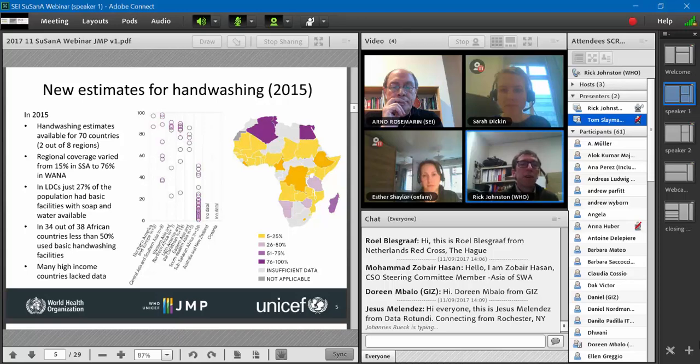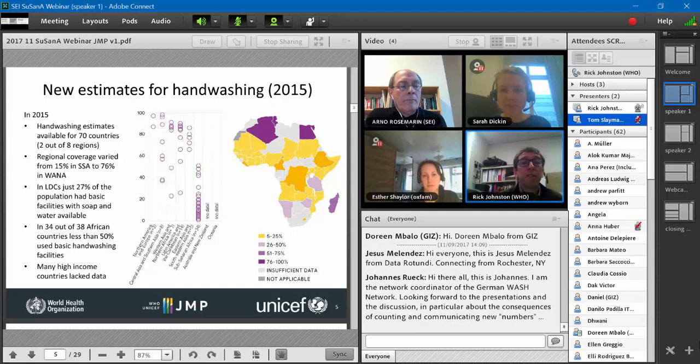So taking those together, we were able to make estimates for only 2 of the 8 SDG regions, and we saw big differences there, with sub-Saharan Africa having on average only 15% of households having basic hand washing facilities. And the other region is called Western Asia and Northern Africa. And in that region, there were 76% of households who had basic hand washing facilities. So there's definitely a very widespread, but in the least developed countries, also relatively low prevalence of hand washing facilities.